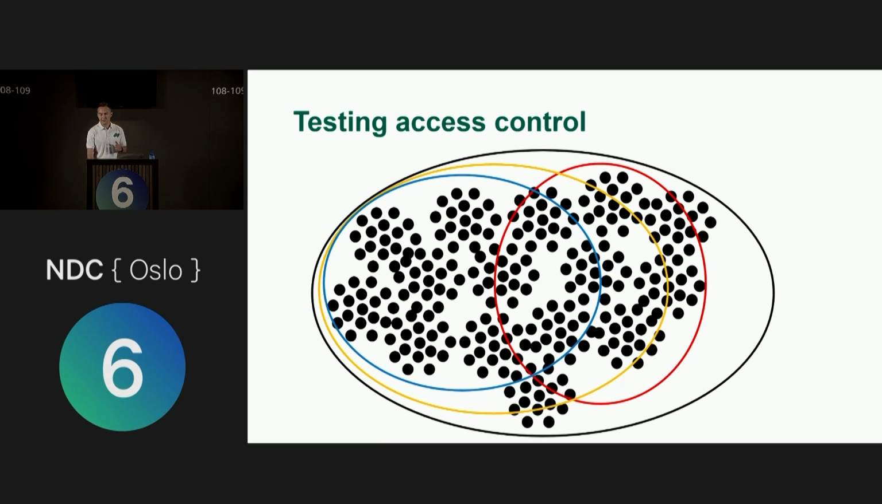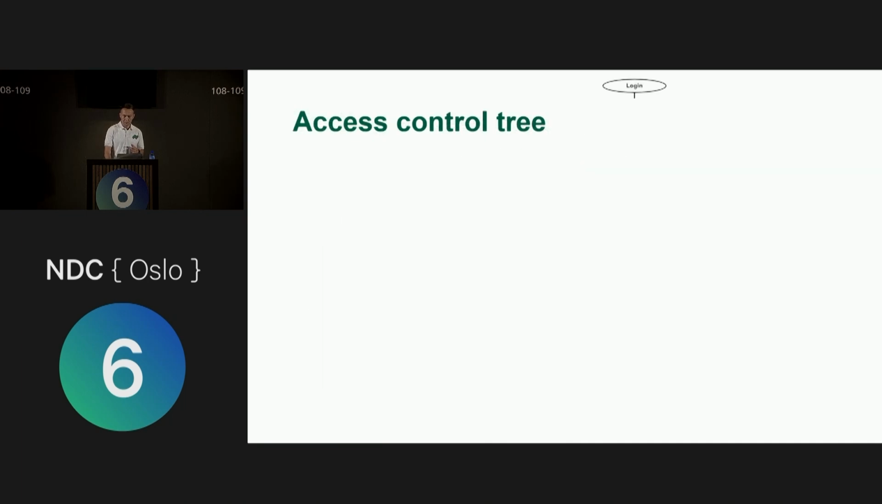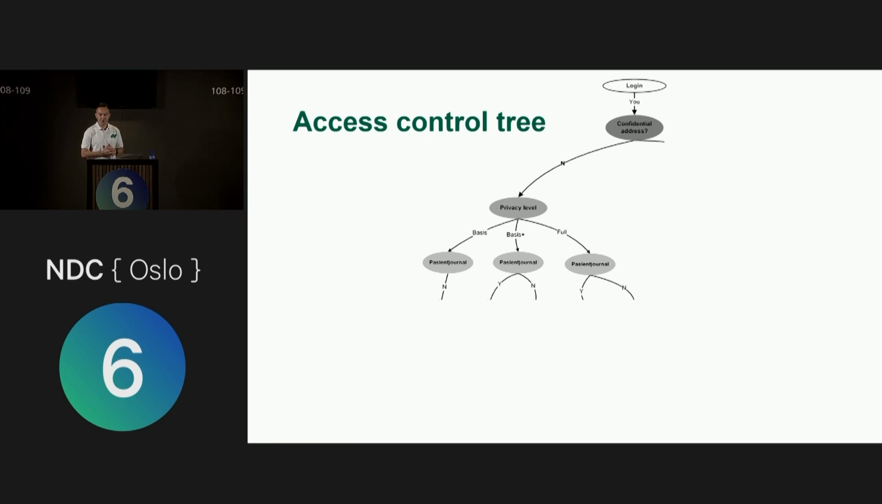But you probably agree with me that this is difficult to remember and unstructured, and more importantly, we are not sure how we can use it to extract tests from this picture. So we tried to draw it in a more structured way. The user logs in to the portal, and the portal checks if she has a confidential address. No. Then it checks which consent level, here called the privacy level, the user has: basis, plus, or full.